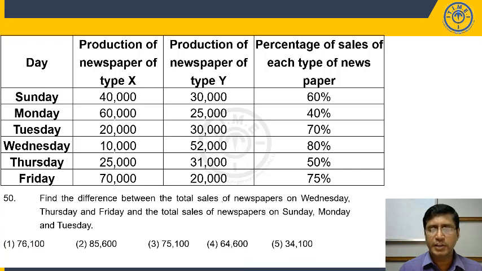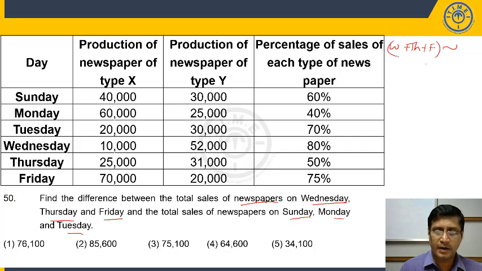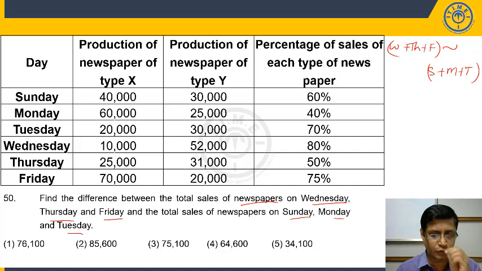Next, the difference between the total sales of the newspaper on Wednesday, Thursday and Friday, and the sales of the newspaper on Sunday, Monday, Tuesday. So what is the discussion here? Wednesday, Thursday and Friday, and with Sunday, Monday and Tuesday. So we need to find the difference between the sales of the newspapers.